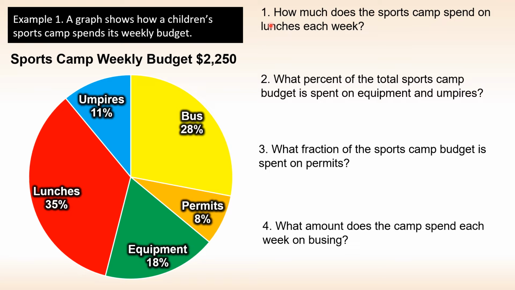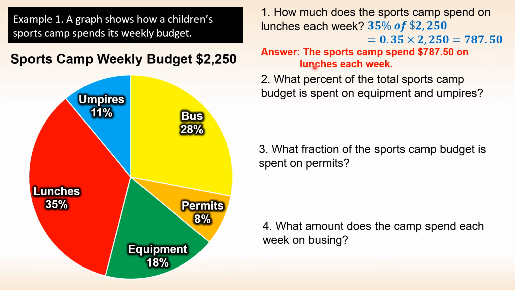Question number 1. How much does the sports camp spend on lunches each week? We have here 35% lunches. So that is 35% of $2,250. 0.35 multiplied by 2,250 will give us 787.50. So the sports camp spent $787.50 on lunches each week.